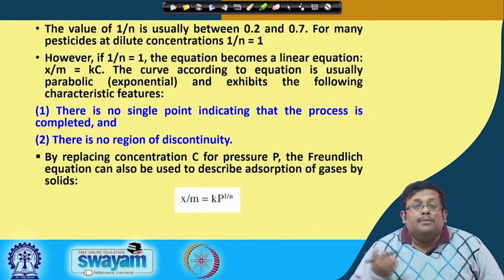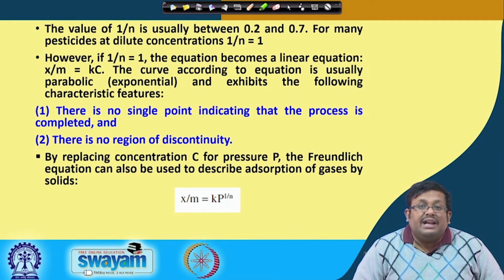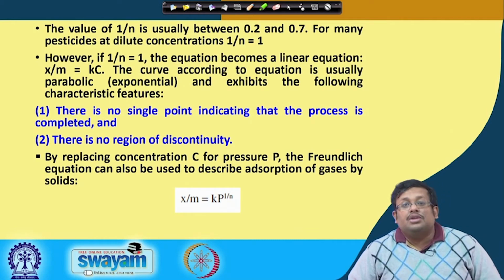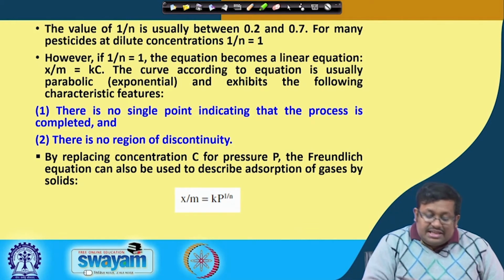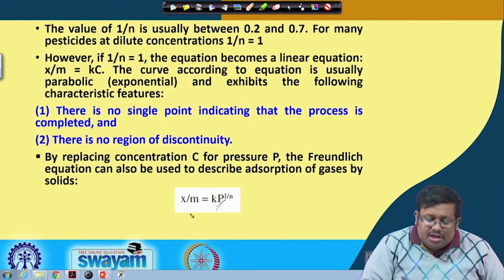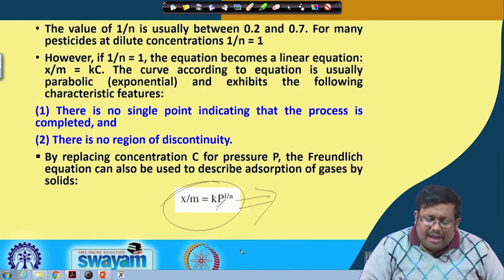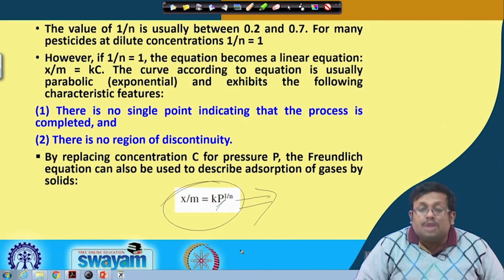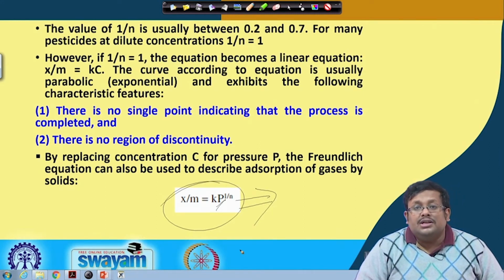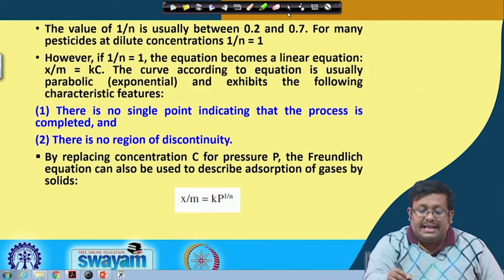But by replacing the concentration C with pressure P, obviously the Freundlich equation can also be used to describe adsorption of gases by solids. So, we just have to replace C by the pressure P. So, basically it will also be applicable for the adsorption of gases by solids. Adsorption of gases by solids also follows the Freundlich equation.